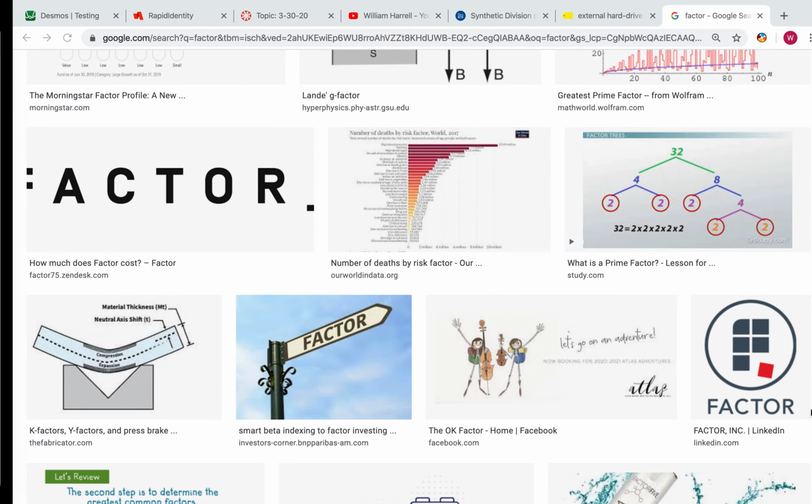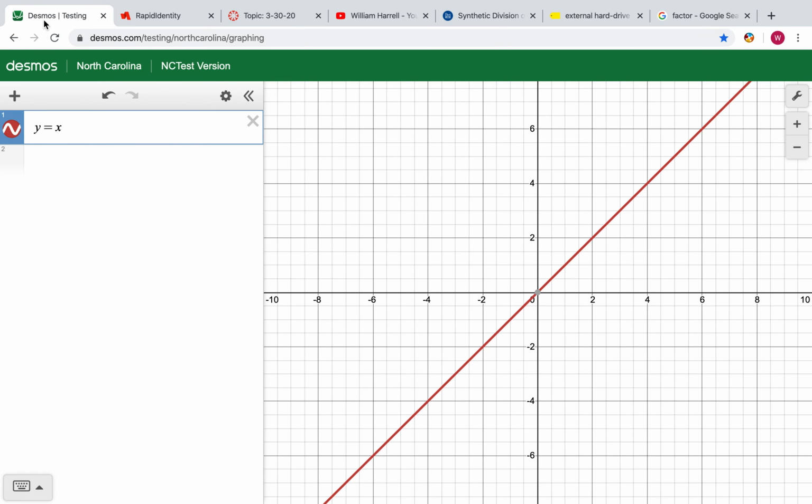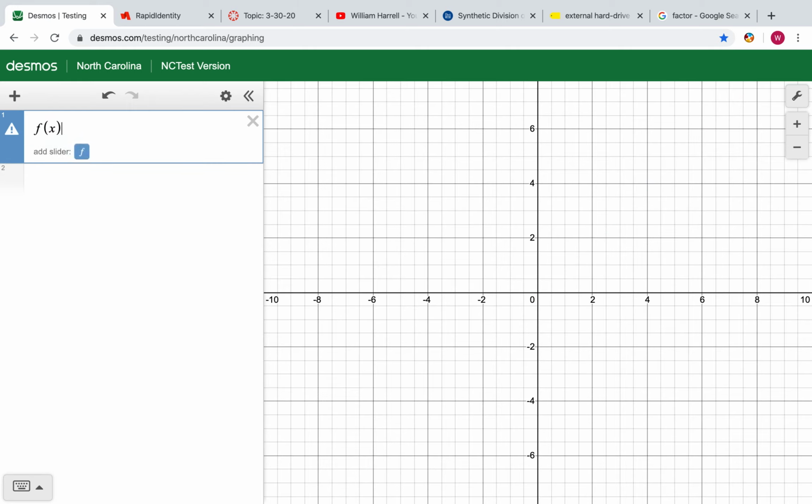is to come up here to Desmos. Okay, and we're going to type f of x. So if you think of your top function actually being a function, just call it f of x and type what it is: negative x raised to the third power plus 6x minus 7.